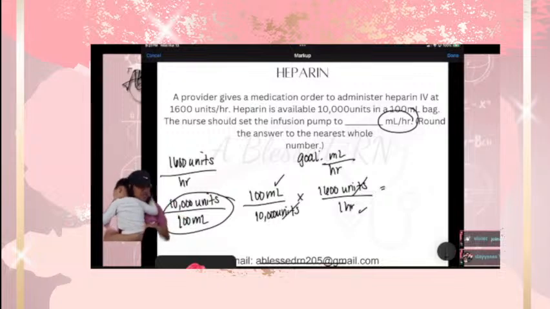We got an extra zero in there somewhere. Okay, 16 mLs per hour. Look, I have to check. I could be wrong. I am human too.